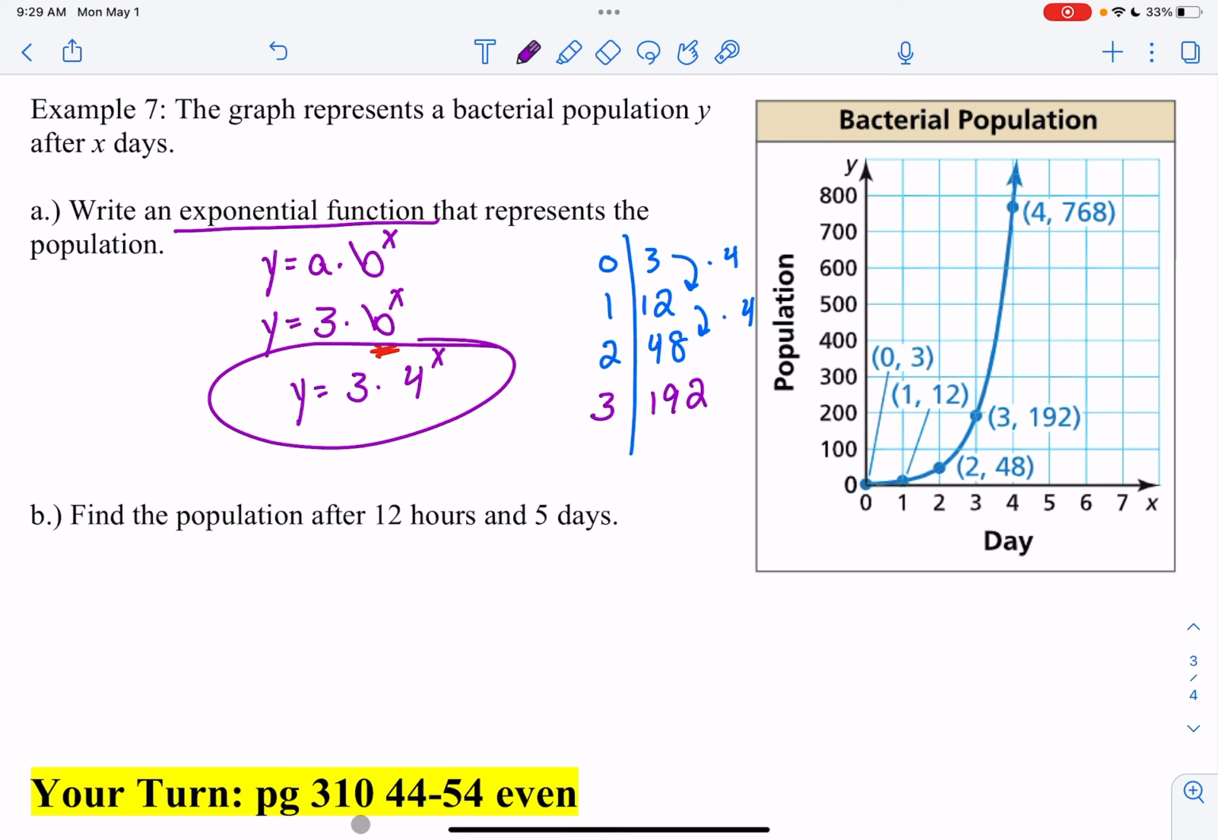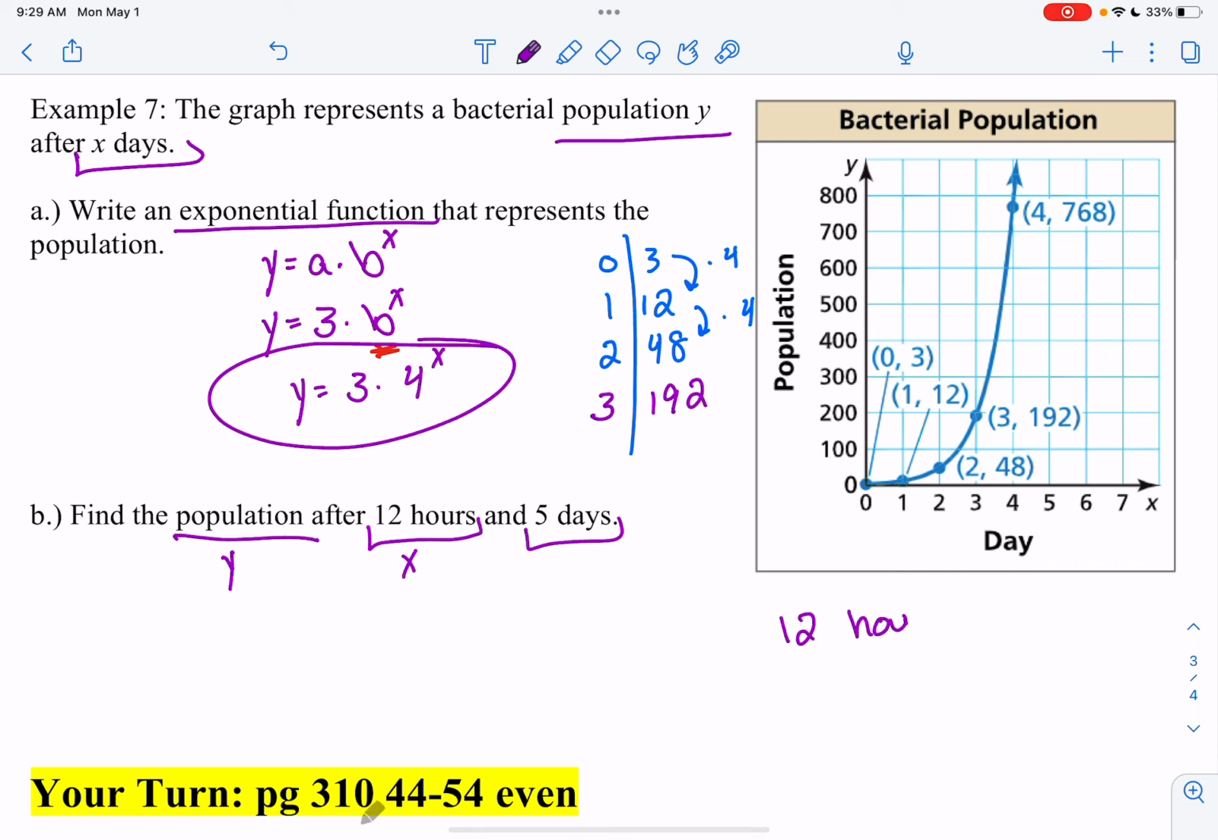So now that I found my equation, I can do this next part. They want me to find the population. The population is the y. So I need to find y after 12 hours and after 5 days. So it's 2 separate problems. So I first want to find it after 12 hours, but be careful. x is in days. So I have to think 12 hours to days. So 12 hours is how many days? There's 24 hours in a day, so that would be half a day.